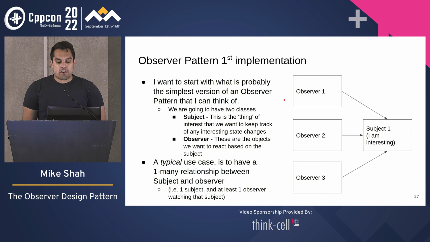All right, so with our observer pattern, the first implementation that we have, here's what it looks like in a picture if I draw your attention to the right. We've got our multiple observers who are keeping track of some subject, something that's interesting. These are stakeholders in this system. Your observers, which you could have many, and then your subject, which you usually have one. And that's typically the use case for this, where you have a one-to-many relationship.